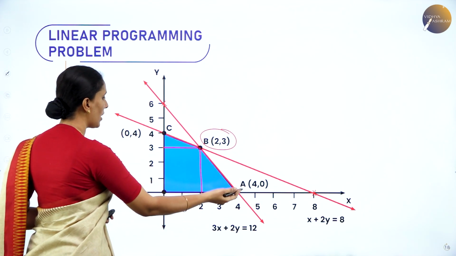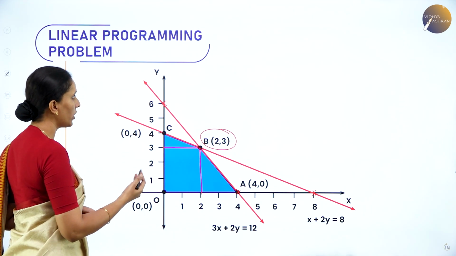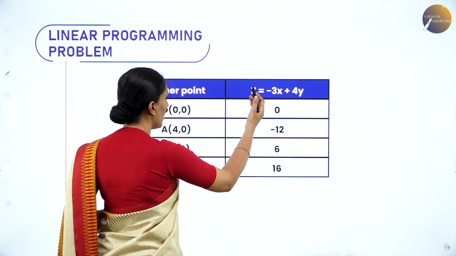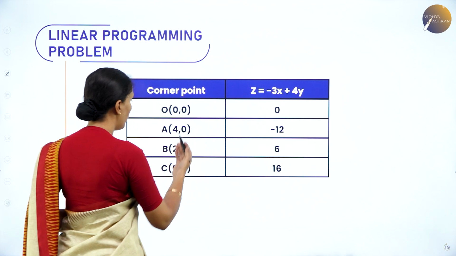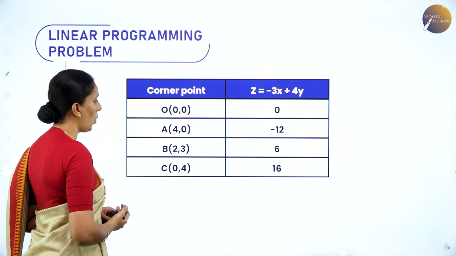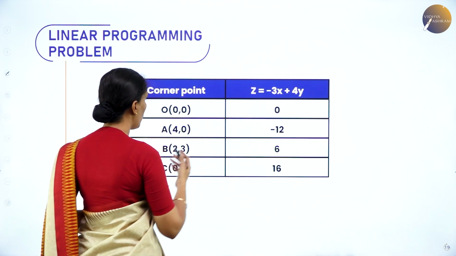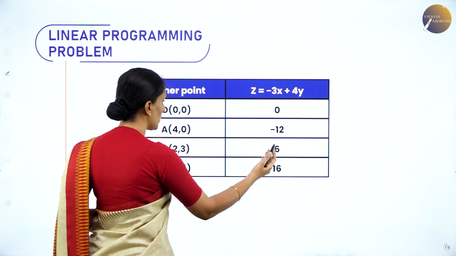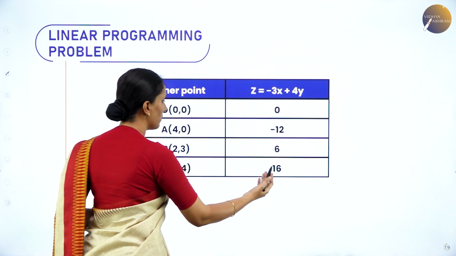Next, once you get all the corner points, we will put them in the corner point table and find the optimal solutions by taking the x and y values respectively. Now, O(0, 0) gives z as 0, A(4, 0) gives you minus 12, B(2, 3) gives you 6, and C(0, 4) gives you 16.